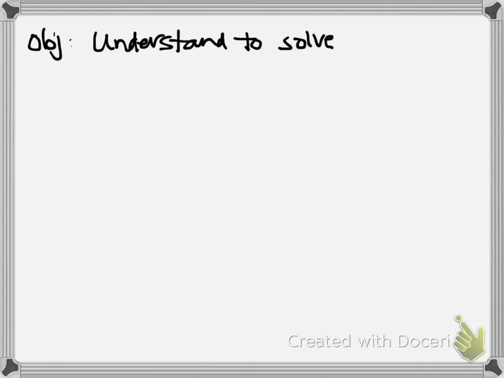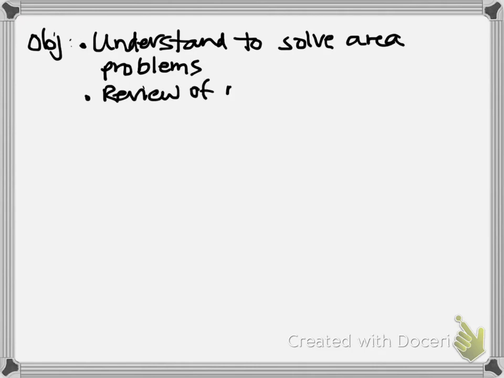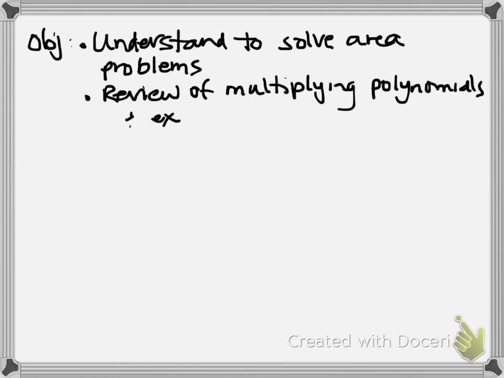So today we do have an objective, and the objective is to understand how to solve area problems. And I really don't have a reference for you in the book, so today's notes is as good as it gets. But embedded in understanding how to solve area problems is a review of multiplying polynomials, which then has a review of exponent rules.